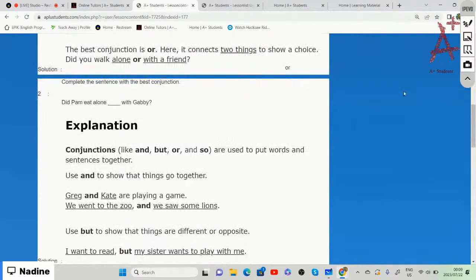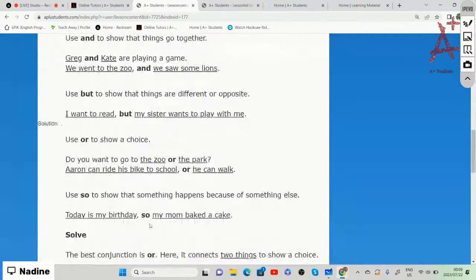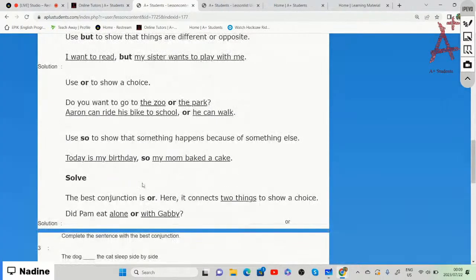All right, we are completing the sentence with a base conjunction. Did Pam eat alone or with Gabby? So the base conjunction is or, right? And here it connects two things to show a choice. For example, did Pam eat alone or with Gabby? It connects two things to show the choice.